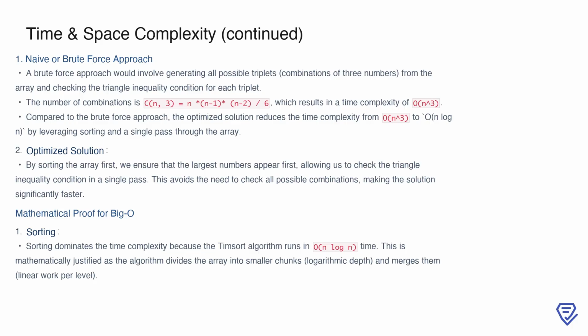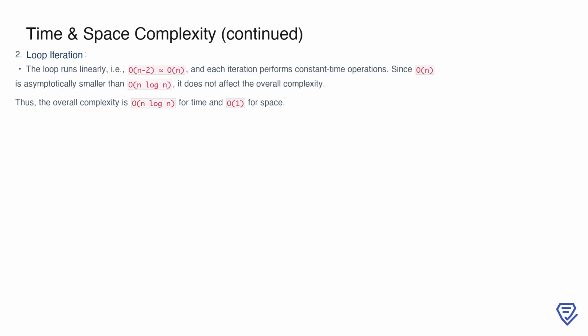approach significantly faster. The mathematical justification for the sorting step lies in the properties of the timsort algorithm. It divides the array into smaller chunks, performs linear work at each level, and merges them in logarithmic depth, resulting in a time complexity of O(n log n). Finally, let's analyze the loop in the optimized solution. The loop iterates linearly through the array, running up to n - 2 times in the worst case.